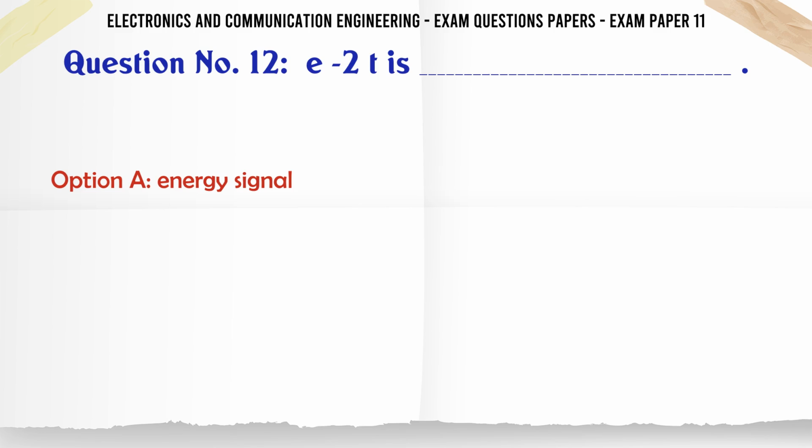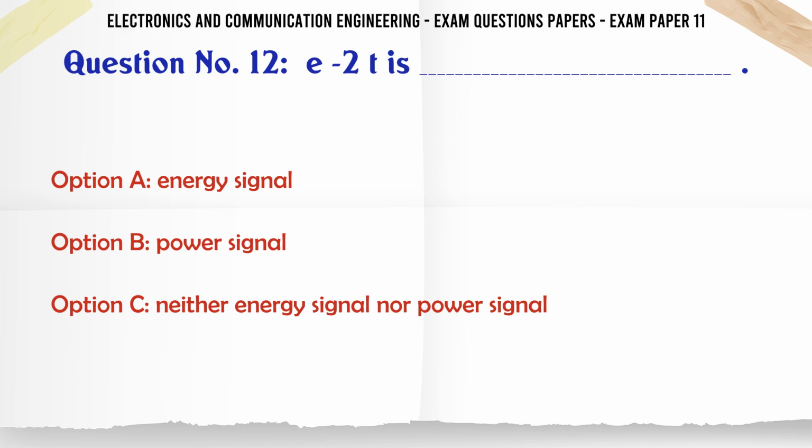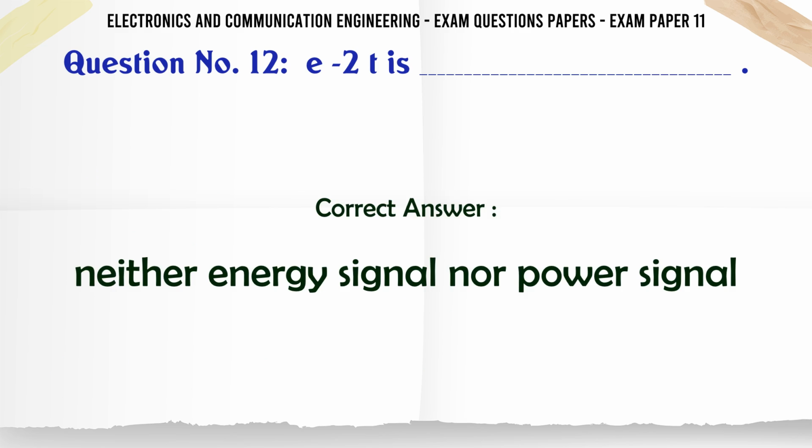e^(-t) is A energy signal, B power signal, C neither energy signal nor power signal, D both energy and power signal. The correct answer is neither energy signal nor power signal.